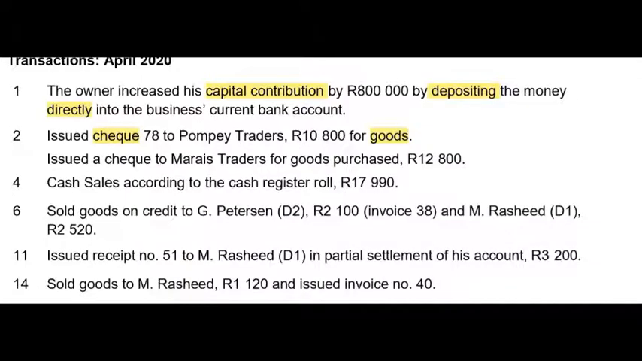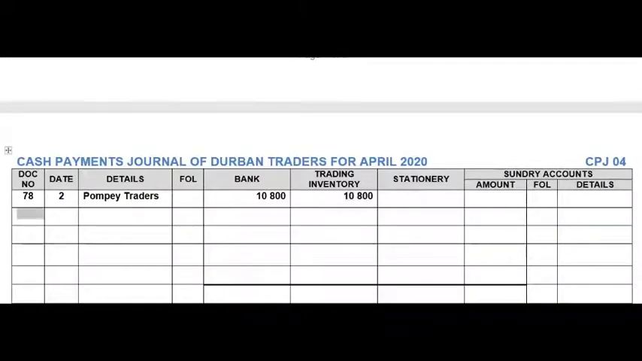The next transaction also took place in the CPJ because we issued another check to Memo Traders for goods purchased. Okay, so it's very similar to the previous transaction. We are buying trading inventory. In the CPJ, you will say it's check number 79. Even though they didn't give us a check number, you should know that the check numbers follow each other. We won't write the 2nd again because we're still on the same day. We are paying Memo Traders. Memo Traders is not a creditor, so we skip the folio column. The value goes to bank and to trading inventory.